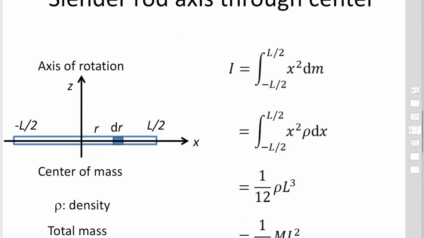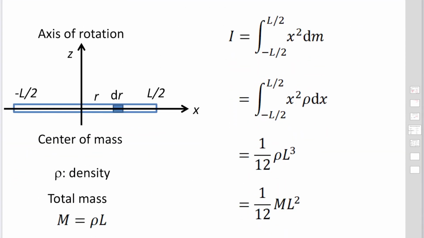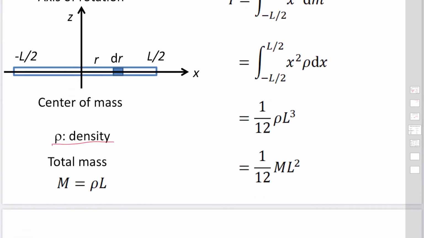We could consider a slender rod. The density of this slender rod is exactly the same, rho. Then the total mass of this slender rod can be calculated. The total mass is the density times the length, where the length is L. Then the center of mass is located at the middle point of the slender rod. So we choose x equals 0 to correspond to the center of mass. The right end of the slender rod is located at L over 2, and the left end is located at minus L over 2.